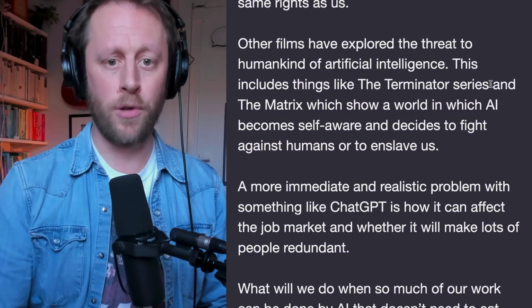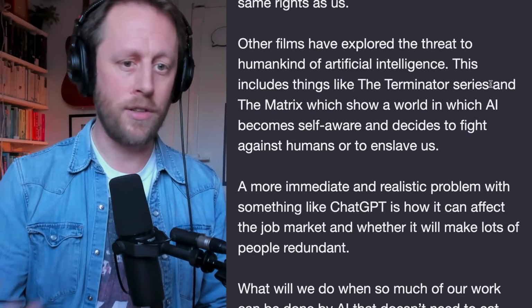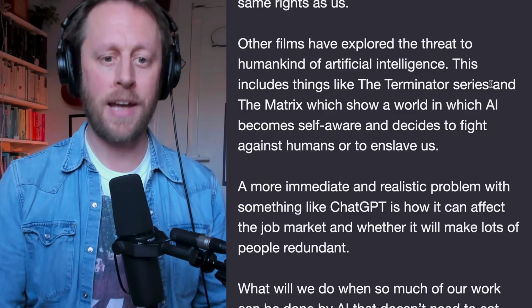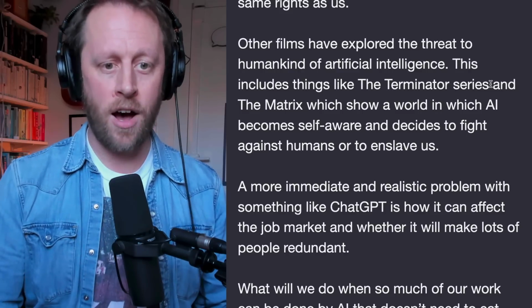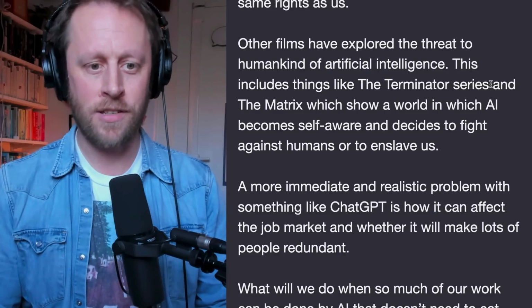Other films have explored the threat to humankind of artificial intelligence. This includes things like the Terminator series and The Matrix, which show a world in which AI becomes self-aware and decides to fight against humans or to enslave us.